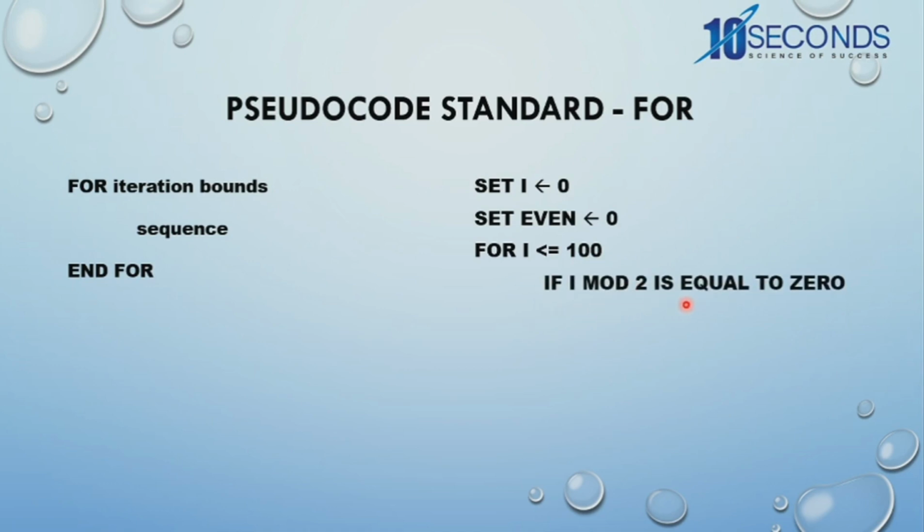So if i modulus 2 is equal to 0, then we increment even. End if. We are just finding the total number of even numbers from 0 to 100, and end for, we are ending the for loop here. So it's very simple. So 0 to 100, we are finding out how many even numbers, that is the count of even numbers. Then display even, the count of even numbers we are displaying. You can even use print.